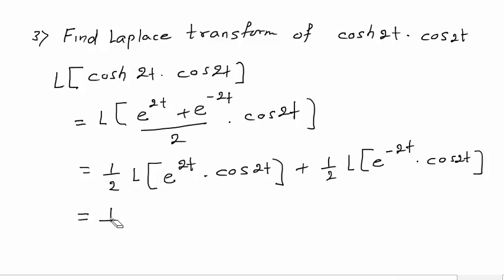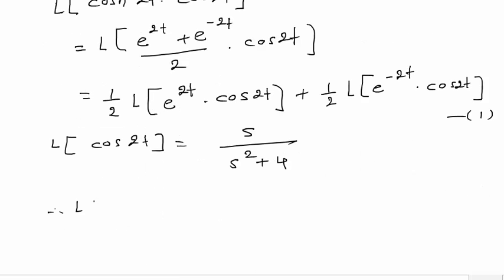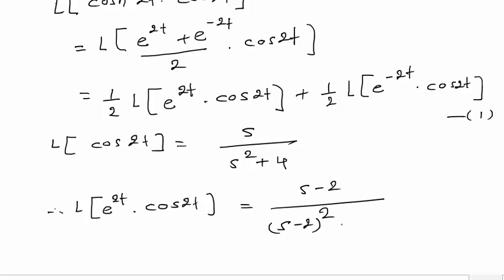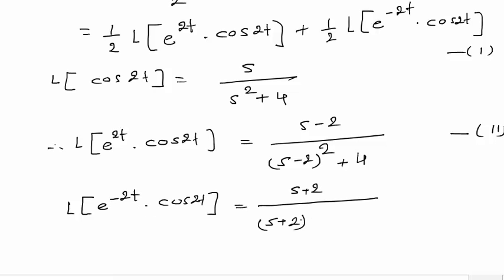Now instead of doing this, let us first see what the Laplace of cos 2t is. We can write the formula directly, and we say this is equation 1. Laplace of cos 2t is s upon s square plus 2 square, which is 4. So therefore Laplace of e power 2t into cos 2t will be s minus 2 upon s minus 2 the whole square plus 4. This I will consider as the second equation. And Laplace of e power minus 2t into cos 2t will be s plus 2 upon s plus 2 the whole square plus 4. This is my third equation.